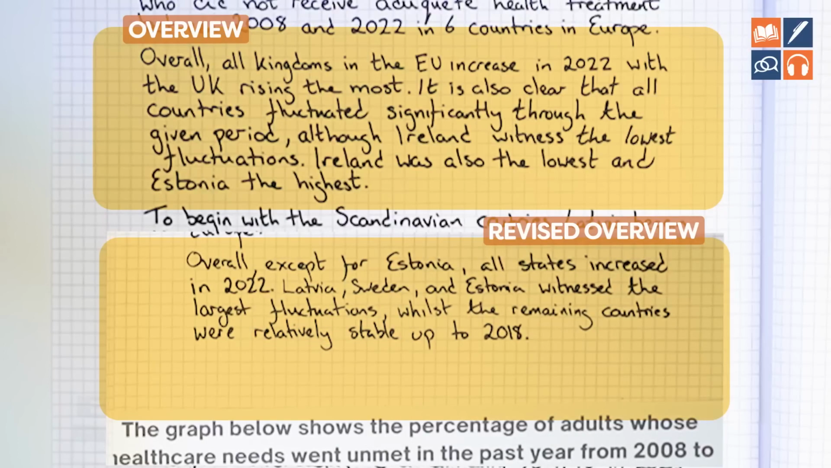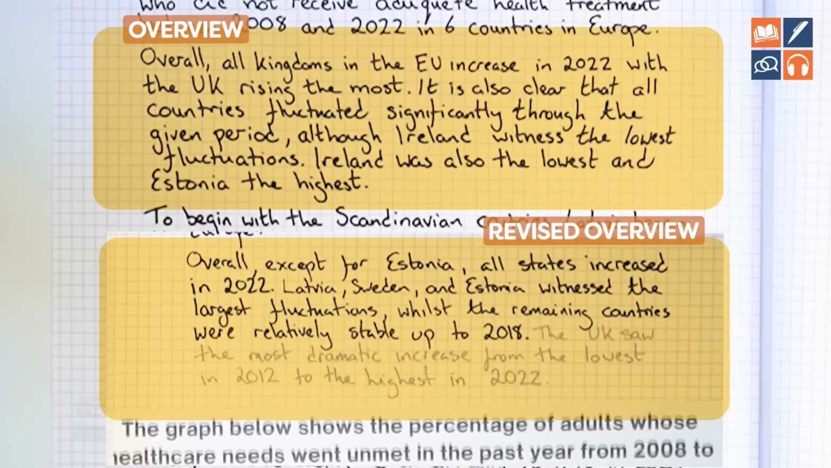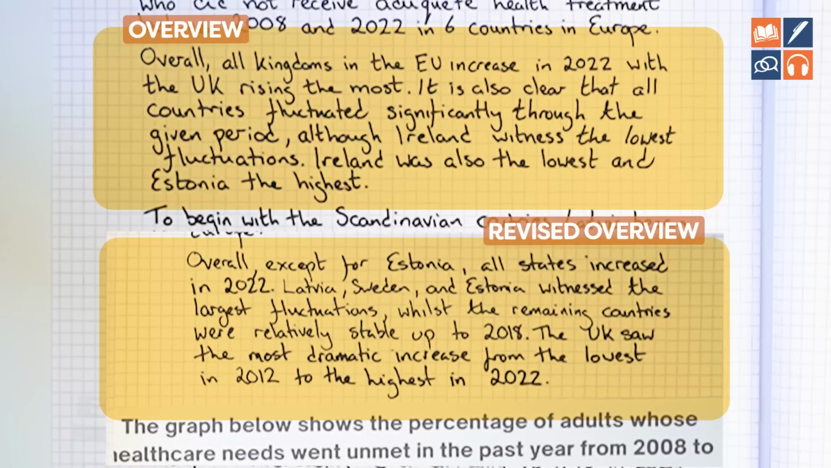What is the purpose of the data? And then finally, I think the most significant thing is the UK's divergence from 2018. Something happened in 2018. We're not going to speculate or interpret that, we're just going to report it. The UK saw the most dramatic increase from the lowest in 2012, so they had the best healthcare system of these 6 countries in 2012 to the worst. That is very, very significant, especially if you're like me, you're sitting in the UK right now.